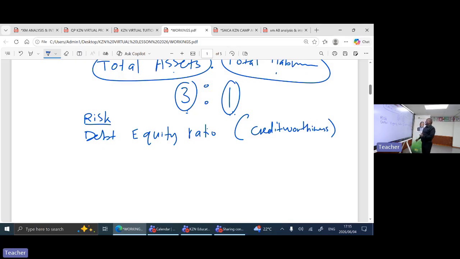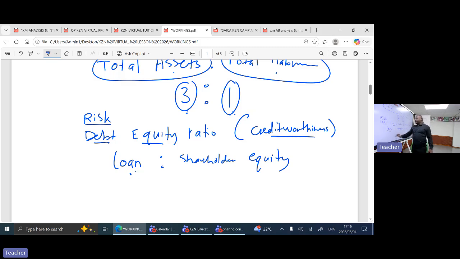Now, when I say it checks creditworthiness, are we not financed largely by loans in the business? Where is the risk here? The formula says debt to equity, meaning your loan, or your non-current liabilities, to your shareholders' equity. Sorry, shareholders' equity, not liabilities. So your loan is compared to your shareholders' equity. Debt must be less than shareholders' equity because shareholders' equity is our own capital, right?